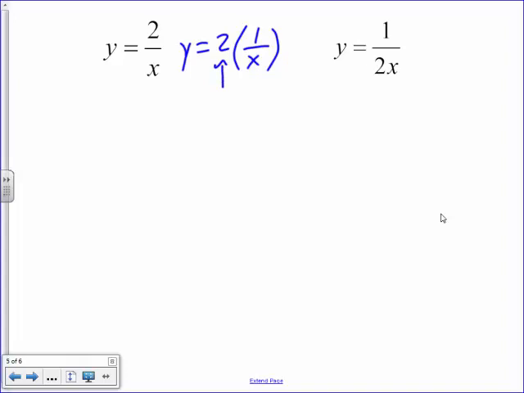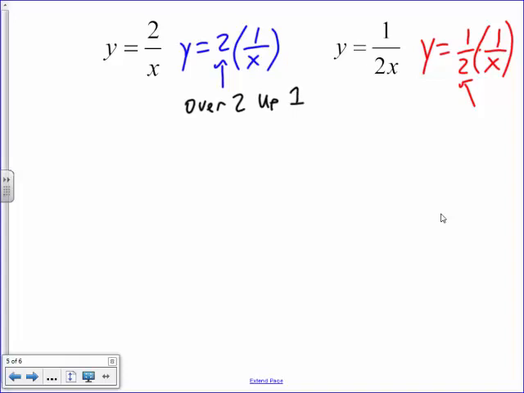So this would have a stretch of 2. Whereas this one over here, I could rewrite as y equals, I could factor out this 1/2 and put it as 1/2 times 1 over x. So this first guy has a stretch of 2, and the second guy has a stretch of 1/2. Well, how's that going to affect it? Instead of going over 1, up 1, we're going to end up going over 2 before we go up 1, or over 2 before we go down 1.